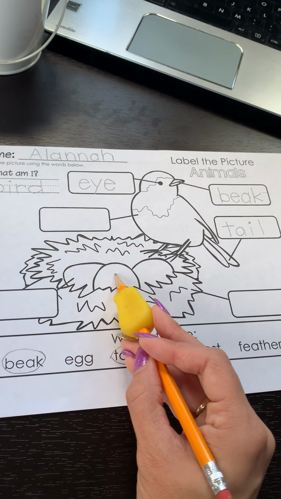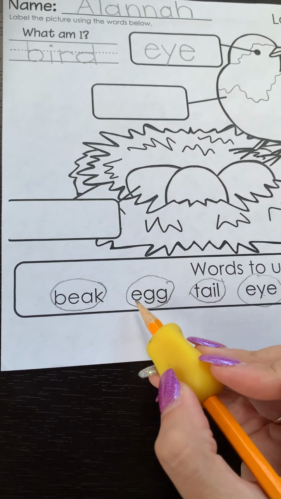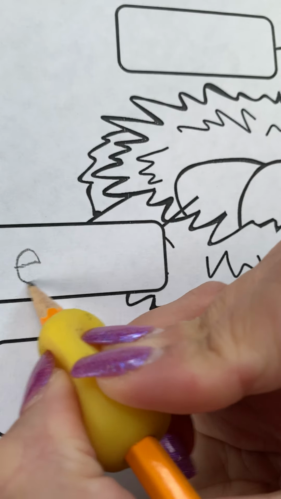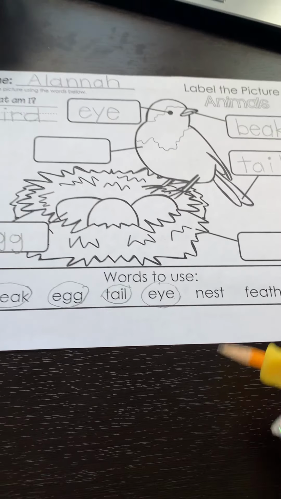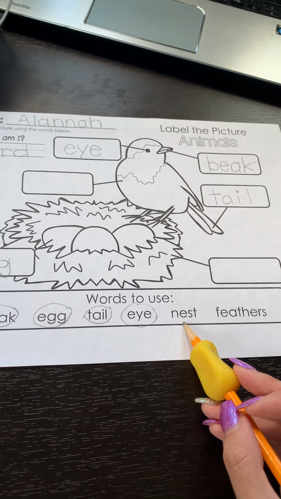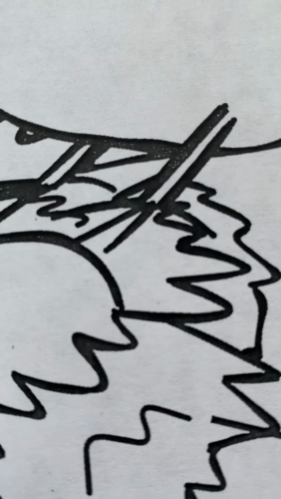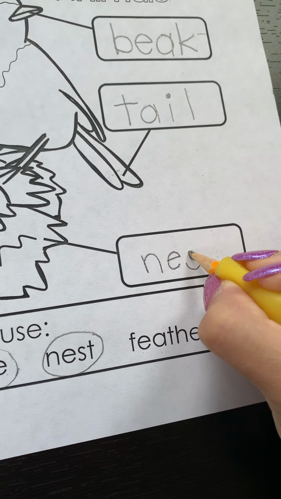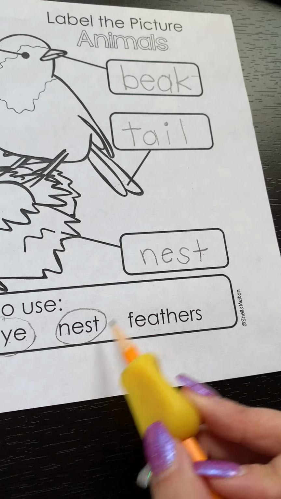I know for sure that these are the eggs, so I'm going to write egg first. Egg. E-G-G, egg. I have two words left. I have nest and feathers. I know that the nest holds the egg, so I'm gonna write nest next. Nest, N-E-S-T, nest.